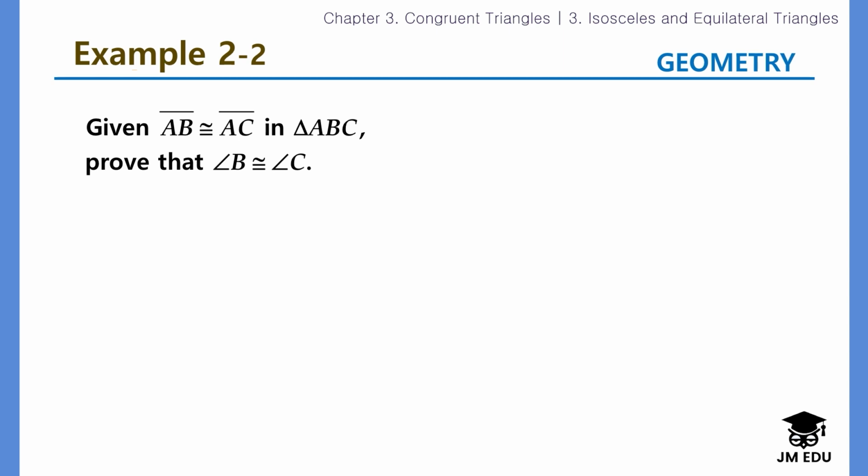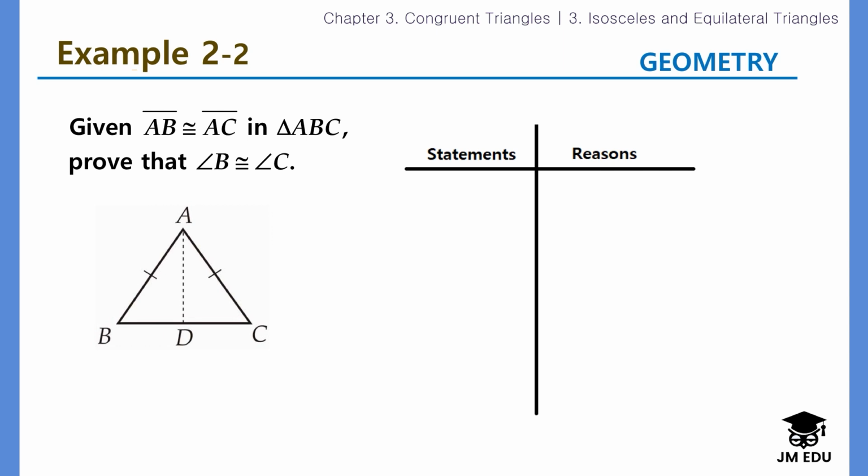Example 2-2. Given side AB is congruent to side AC in triangle ABC, the question is to prove that angle B is congruent to angle C. So here we have triangle ABC with the two congruent sides. AB is congruent to AC, right? And D is just the midpoint. Every segment has a midpoint, right? So I have a midpoint here, and I drew a dotted line from A to D, like that. Okay? And we're going to write two column proofs.